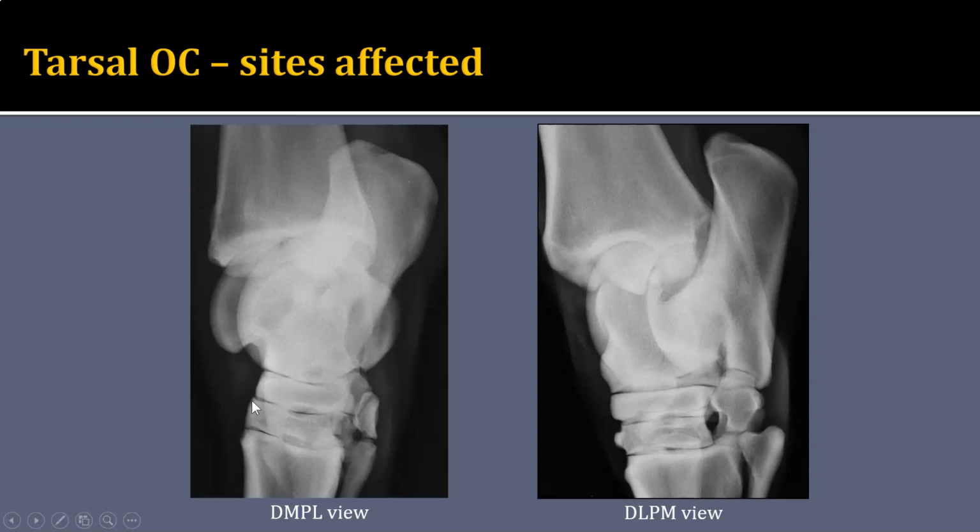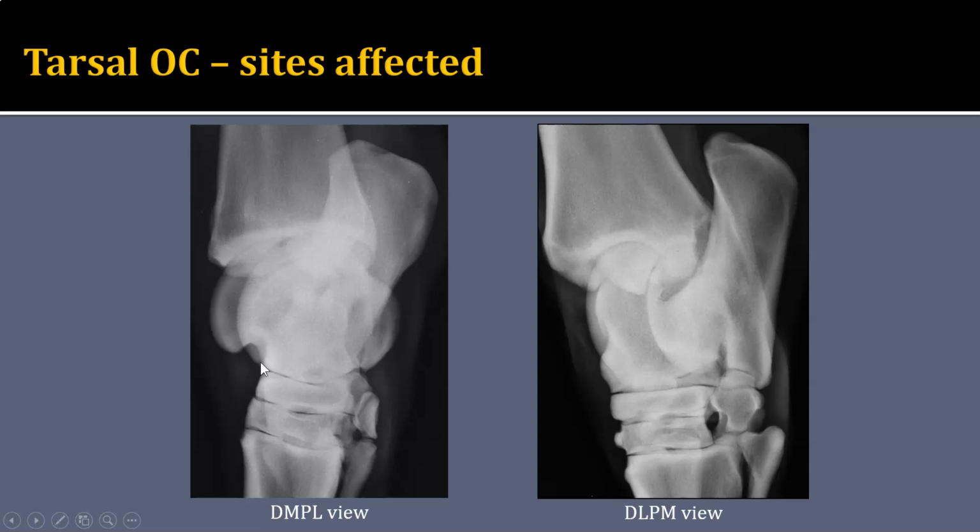If we start with the DMPL, remember this is the dorsal medial aspect of the joint. In this view, we can nicely identify the intermediate ridge of the tibial cochlea, and this more cranial aspect is where the lesion will be located. This is our lateral ridge of the trochlear tali. Lateral ridge, again, is oftentimes affected.